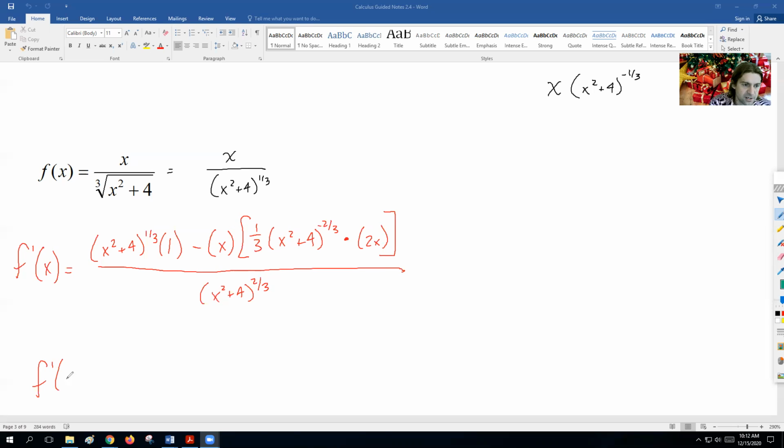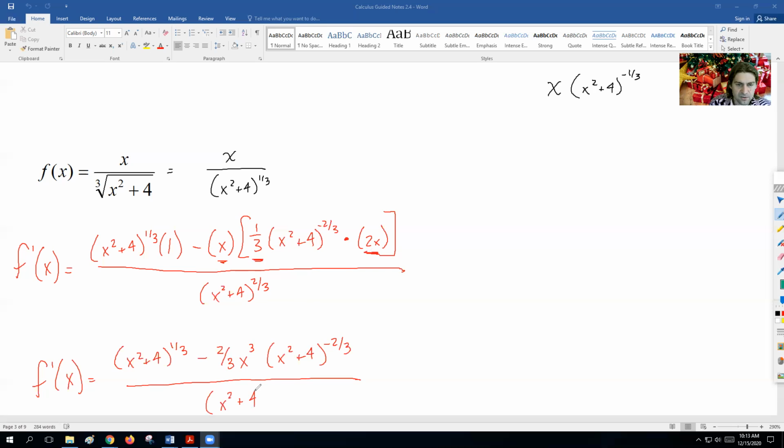Okay, let's try to clean up the top a bit and see what we can get. Now, if we times this by 1, that's just (x squared plus 4) to the 1/3 power. If we multiply this top here, we got x times 1/3 times 2x. So that would be a negative 2/3 x cubed times (x squared plus 4) to the negative 2/3 power, all over (x squared plus 4) to the positive 2/3 power. So if you get this far, that's good. But let's try to see if we can make this better.